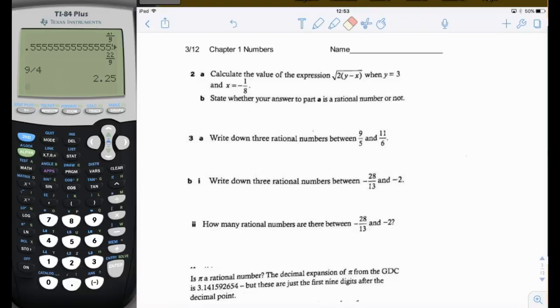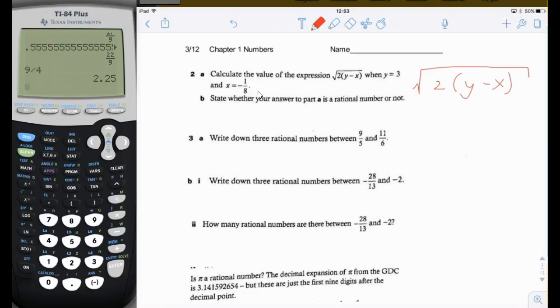Numbers, page 3. Calculate the value of the expression square root of 2 times the quantity y minus x when y equals 3 and x equals negative 1/8. This is just an easy calculator problem. They're just checking to make sure that you know how to type into the calculator without ruining the PEMDAS order that the calculator is going to respect.